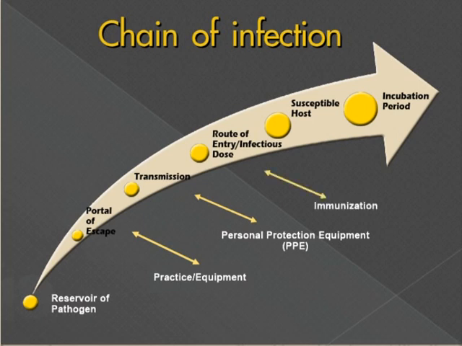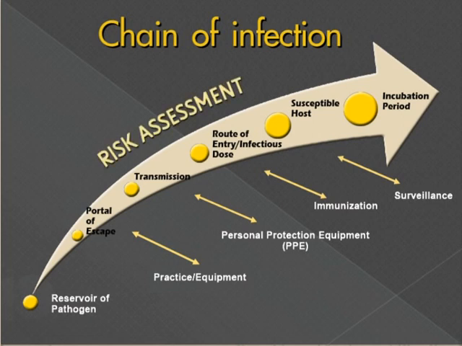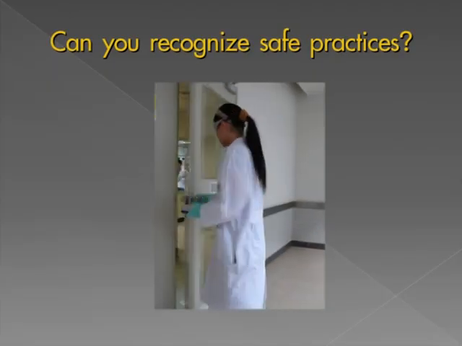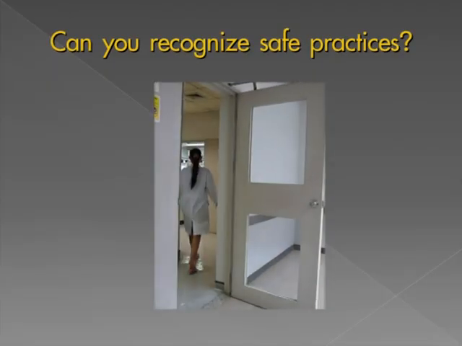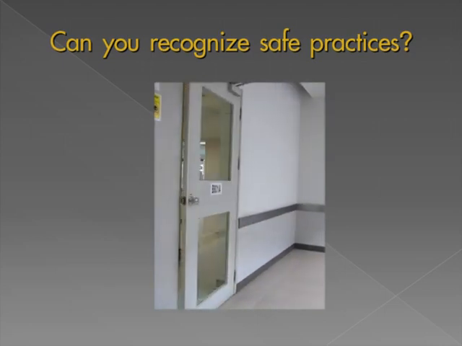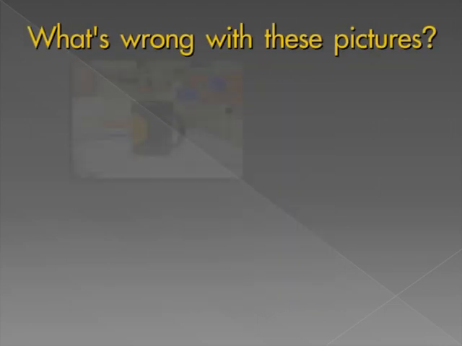Vaccines may provide an increased level of personal protection. Disease surveillance will decrease the harm caused by such infections. Lastly, risk assessment of the work to be done with a specific agent will determine the appropriate combination of these elements. Can you recognize unsafe laboratory practices? What is wrong in these pictures?